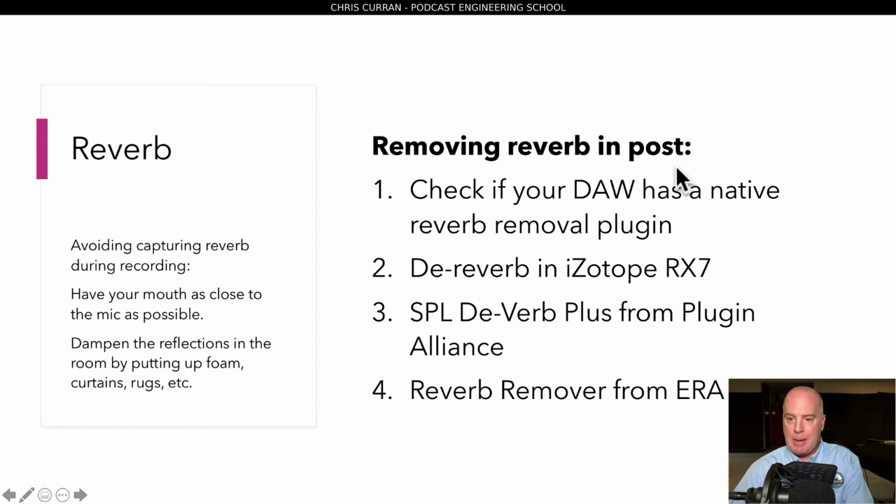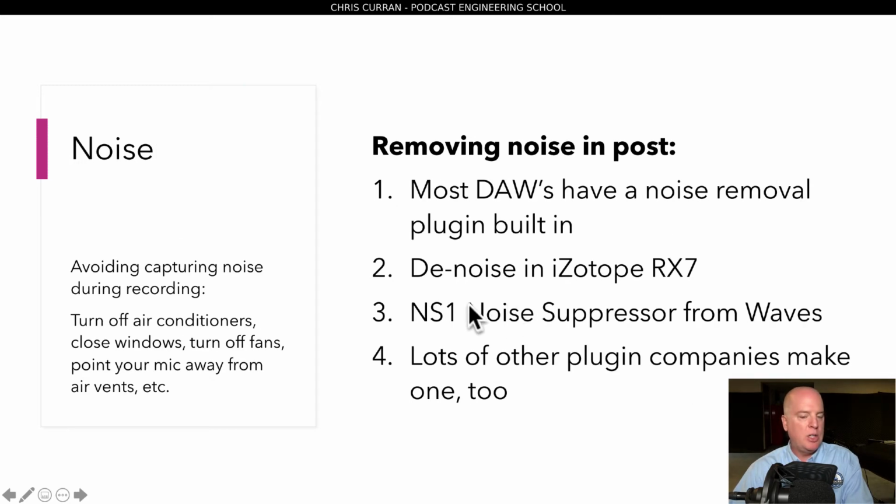But if you do capture some reverb, how do you remove it in post? Check if your DAW has a native plugin that removes it. Of course, the de-reverb in iZotope RX7. Then there's a bunch of others. The SPL De-Verb Plus from Plugin Alliance is a good one. And also the reverb remover from ERA is pretty good. So that's how you can deal with reverb.